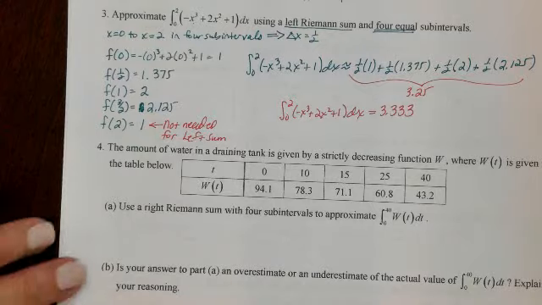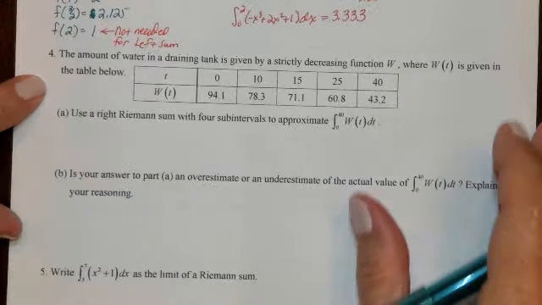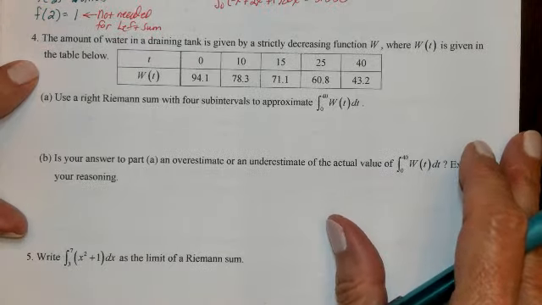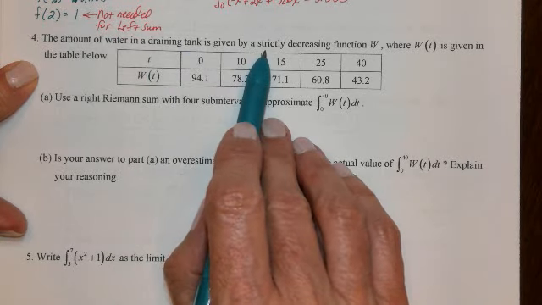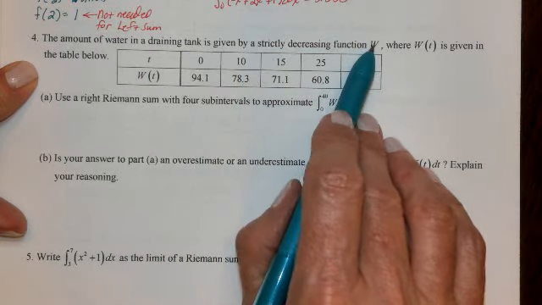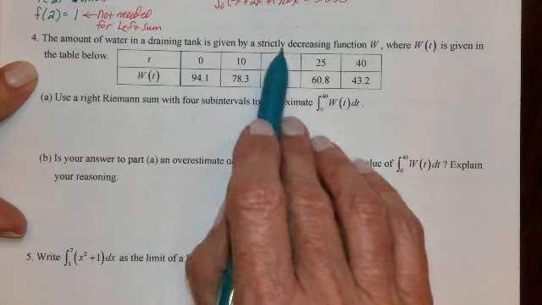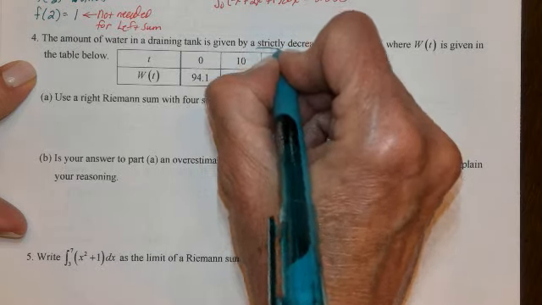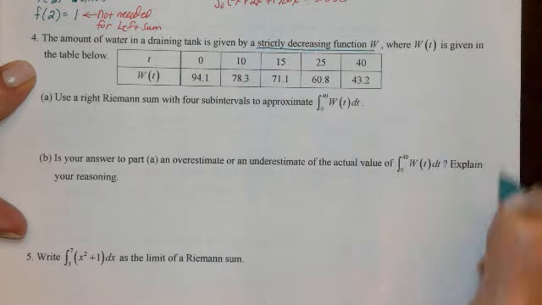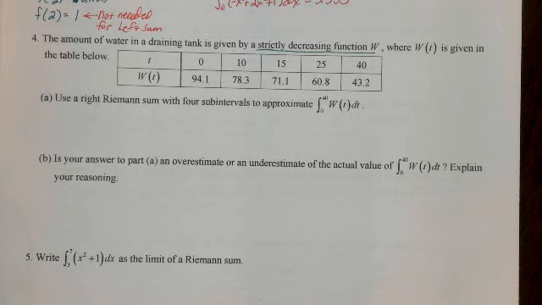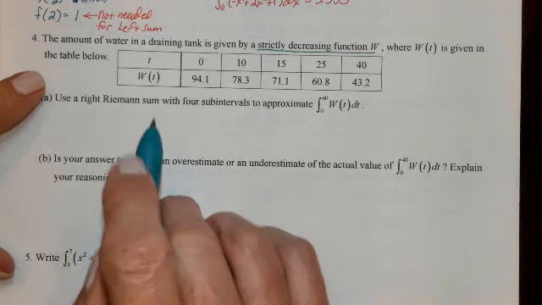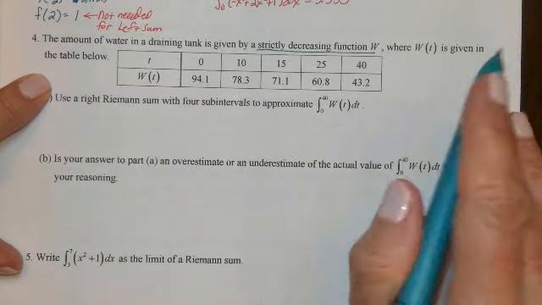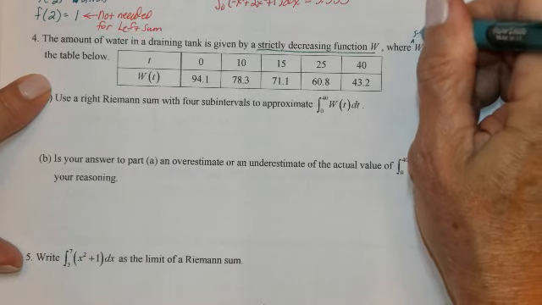Okay, next example. The amount of water in a draining tank is given by a strictly decreasing function W. So first thing I see is, why are they telling me this? That's an odd thing for them to tell me. There must be a reason, okay? Where W of t is given in the table below. It should say selected values of W, I should have put that.